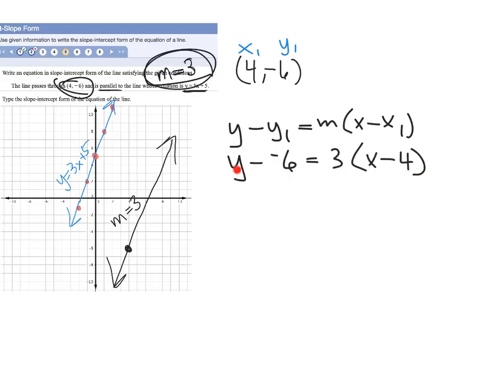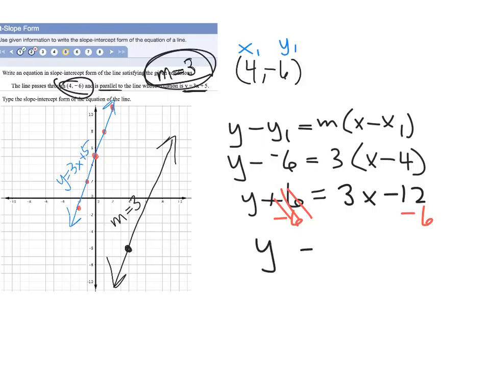You may need to pause to make sure you understand why I wrote it this way. So that becomes y plus 6 equals, and I'm going to use the distributive property here, 3x minus 12. Now we want to get y all by itself, so we subtract 6. And so we get y equals 3x minus 18. You may need to take a second to figure out how I got negative 18, as opposed to negative 6, which a lot of students might think. And so that is our final answer.